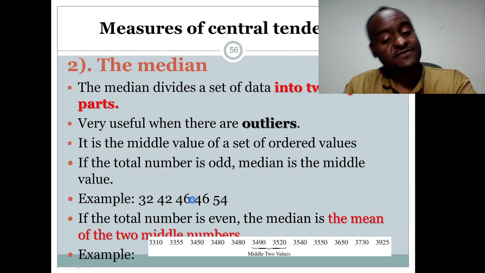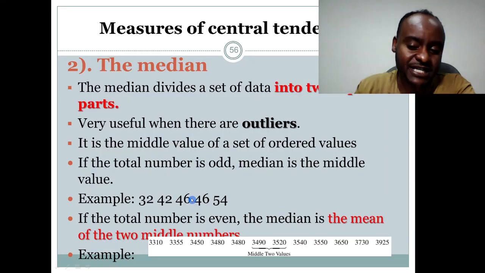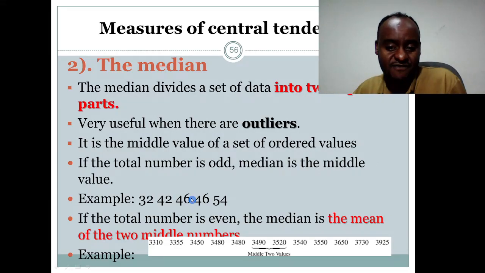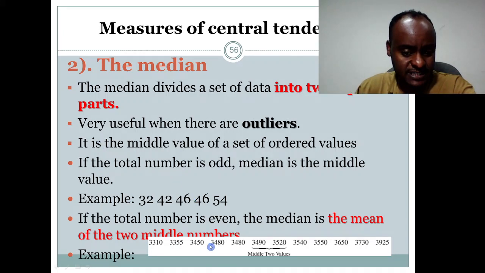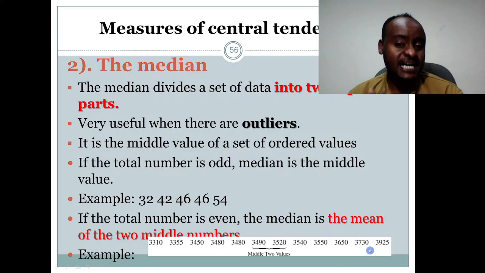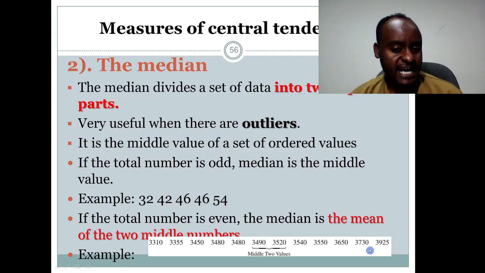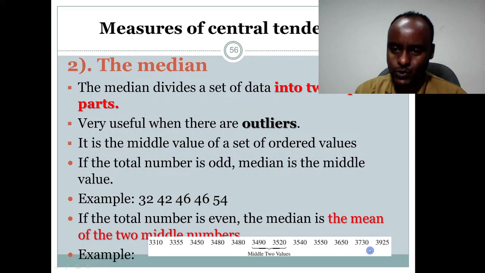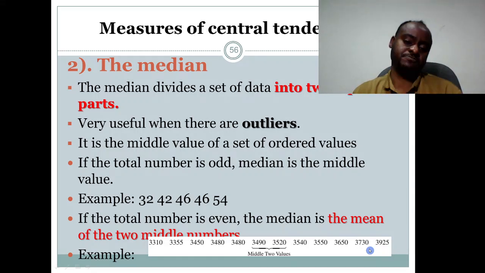If the total number is even, the median is the mean of the 2 middle numbers. If the number of the total data set you have is even, let's count them: 1, 2, 3, 4, 5, 6, 7, 8, 9, 10, 11, 12. 12 is even. 2 is even, 4 is even, 6 is even, 8 is even, 10 is also even, 12 is even, 14, 16, 18, 20, 22, those numbers are even numbers. An even number is a number that can be divided by 2. An odd number is a number that cannot be divided by 2.